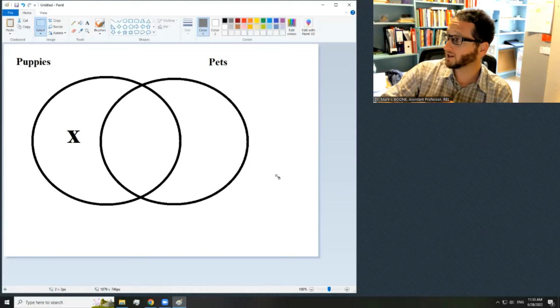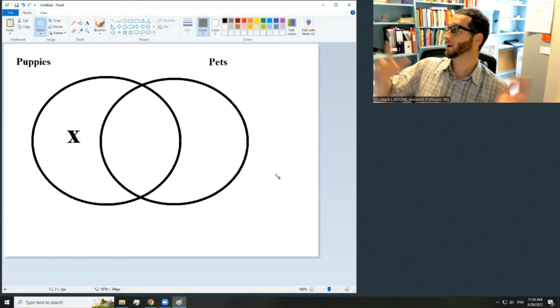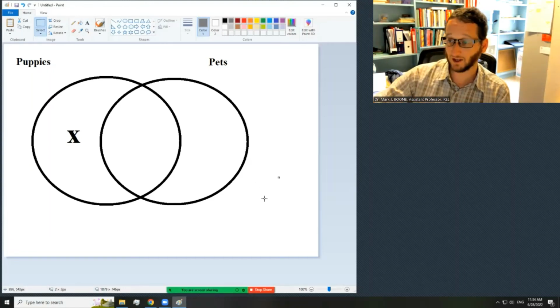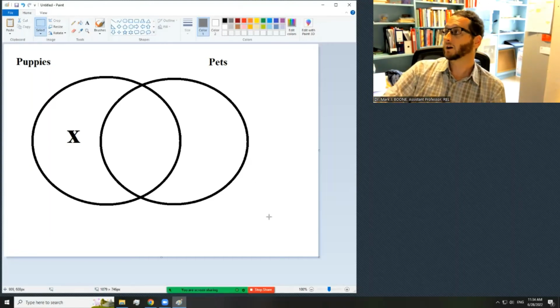Okay, so that's how you can validly infer the conversion of an E statement from an E statement, or the conversion of an I statement from an I statement. Some pets are puppies, therefore some puppies are pets. No sharks are mammals, therefore no mammals are sharks. But you cannot do it for an A or an O.